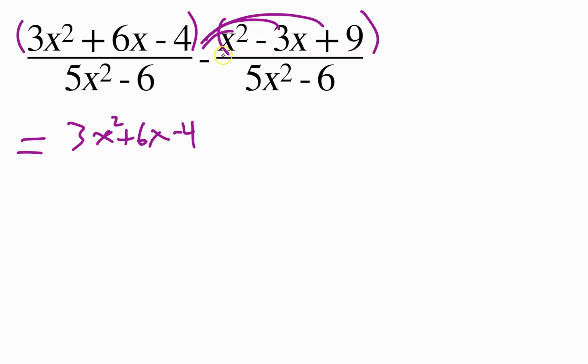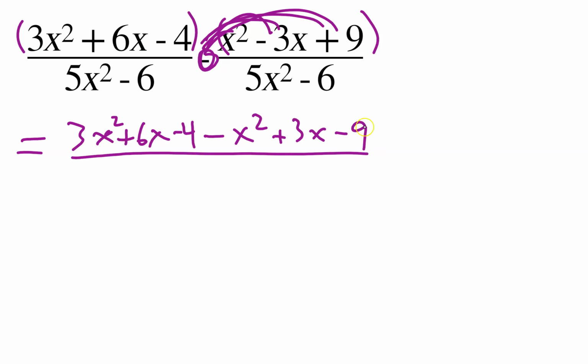And then since I'm going to distribute, I'm going to write this as minus x squared. When I have a negative times a negative, it becomes plus 3x. And when I have a minus times 9, it's going to become minus 9. So I've distributed the negative to all of the terms. And of course, like I said, the denominator stays the same.